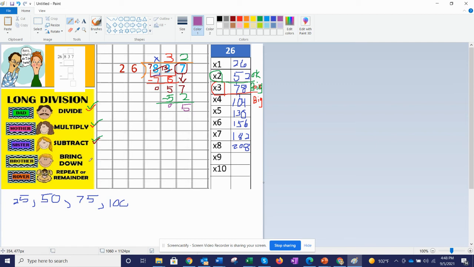Now, do I have something to bring down? Oops, I shouldn't have done that. Okay. The next step is bring down. Let's look over here. Do I have a number over here to bring down? No, I don't. So if I can't bring down, then what does that do to the number that's still down here? What does that make this? I can't divide it because there's not another number to bring down.